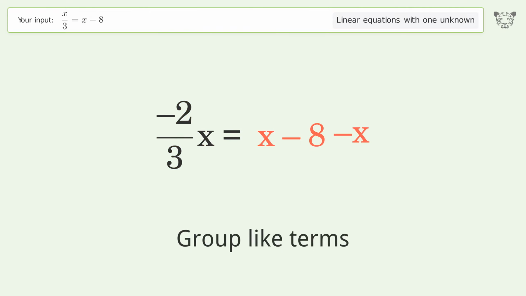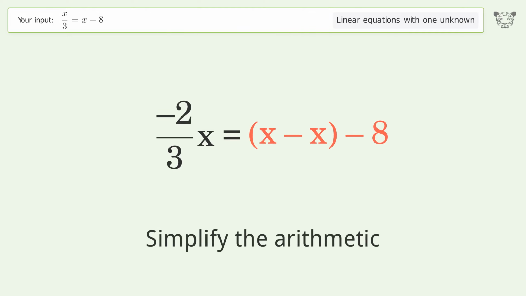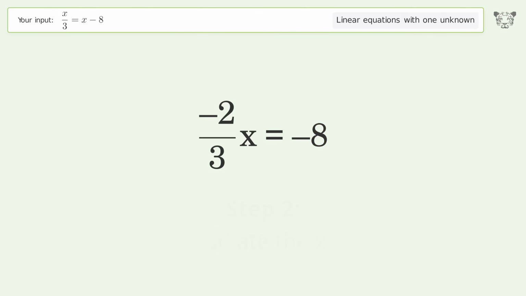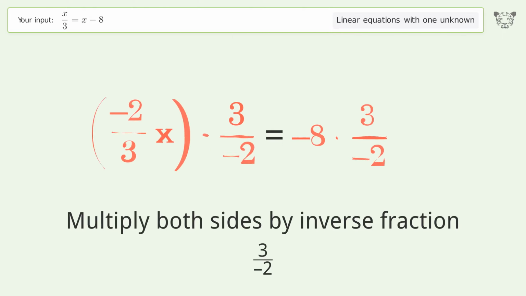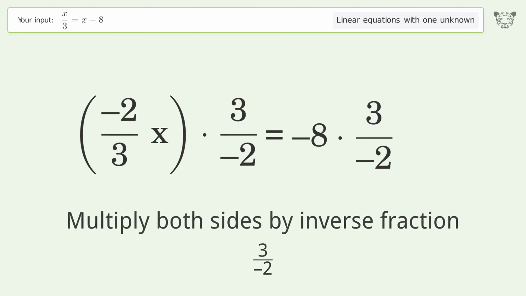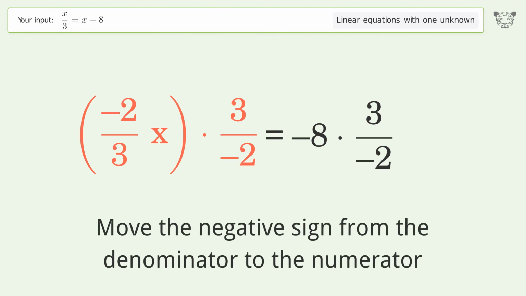Group like terms. Simplify the arithmetic. Isolate the x. Multiply both sides by the inverse fraction 3 over -2. Move the negative sign from the denominator to the numerator.